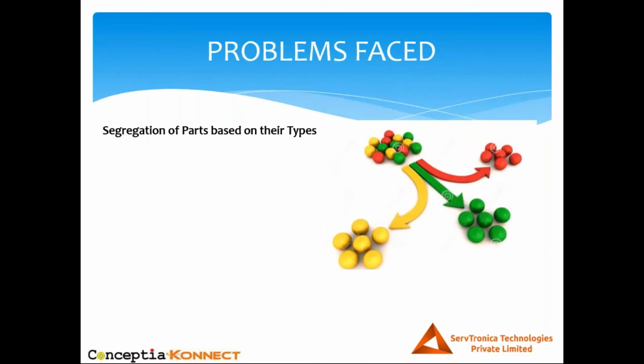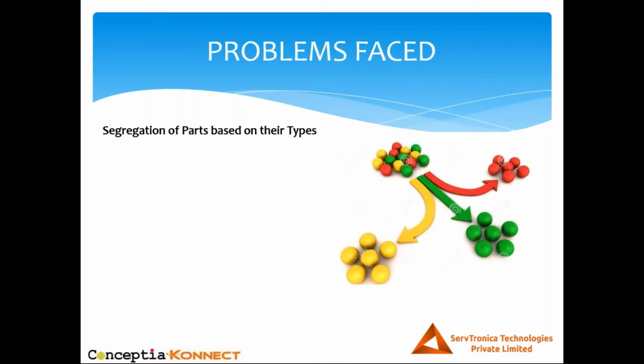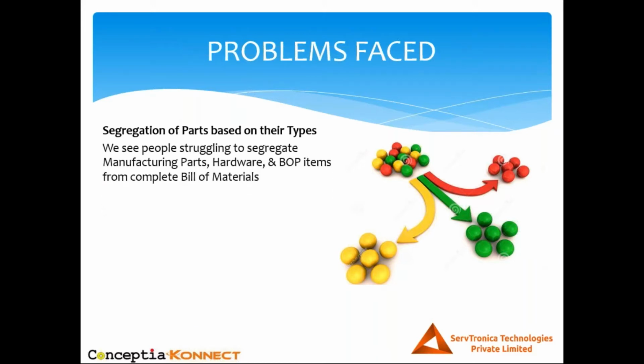Next important thing is segregation. In the machine, as I said, there are manufacturing parts, hardware, BOP, and a lot of other stuff. When it comes to production, the major concern is only the manufacturing parts. The purchase department needs the details of hardware and BOP items which are required to be purchased. So when a design department gives a complete bill of materials, they spend time segregating the respective information and dragging out the required information out of it.